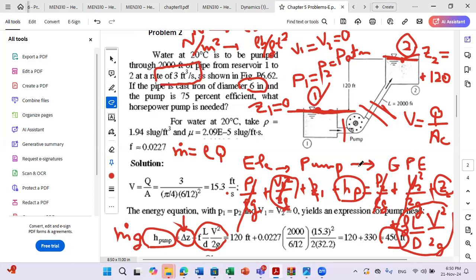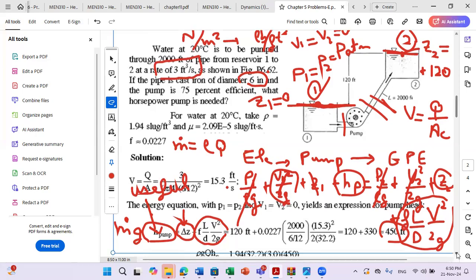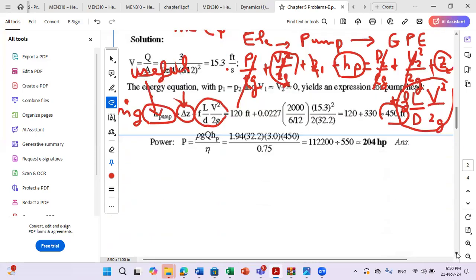But this is not the input power to my pump because I have a certain efficiency for my pump. My pump is 75% efficient. So this is the useful work that I can extract from my pump, but the input is larger because I have losses in my system. Since I have the efficiency, I need to divide the useful power by 75% in order to find the electrical power that should be supplied. And here they just divided by 550 to convert to horsepower.